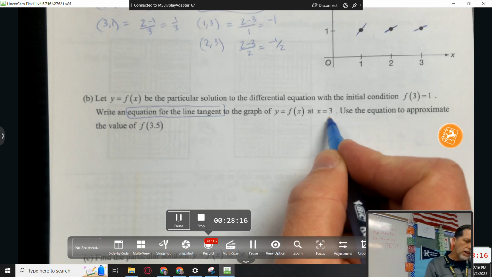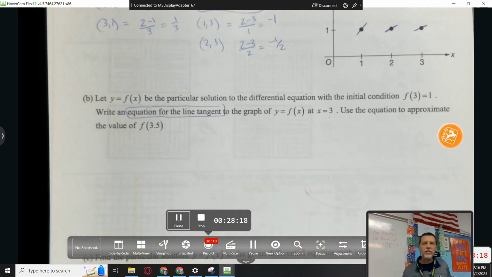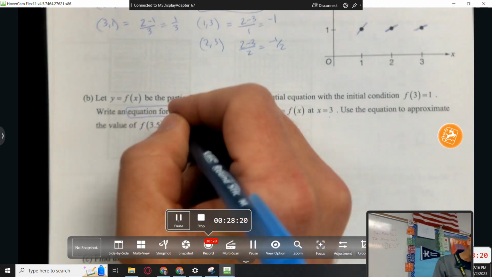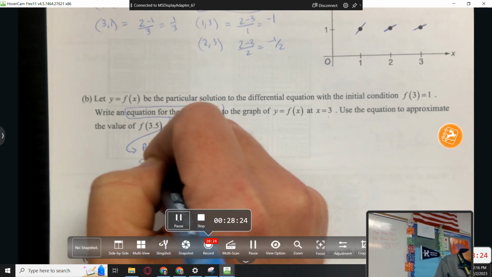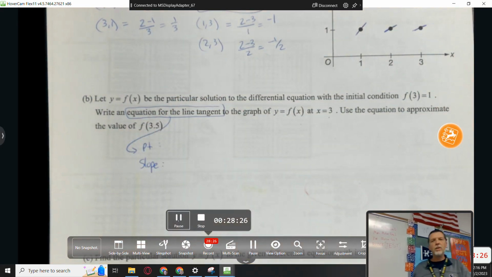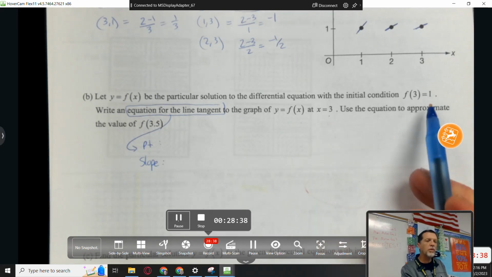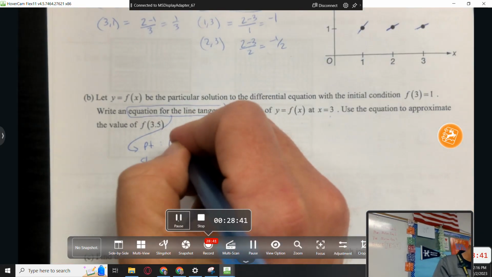All right, let's pause there, then we'll finish the rest of this. So tangent line means I need a point and a slope. I feel like we haven't done this in a while. Write the equation of a tangent line. What point will I use? 3, 1. It tells me x equals 3, y equals 1. So my point is 3, 1.